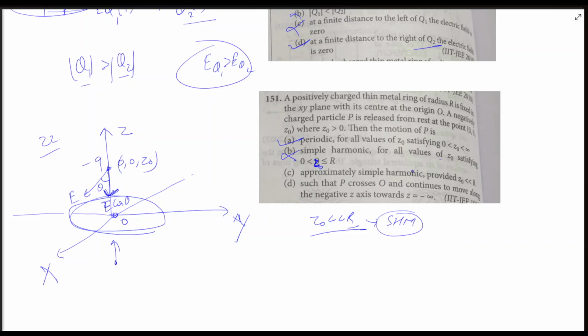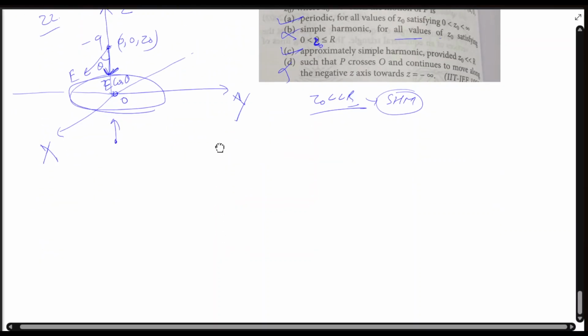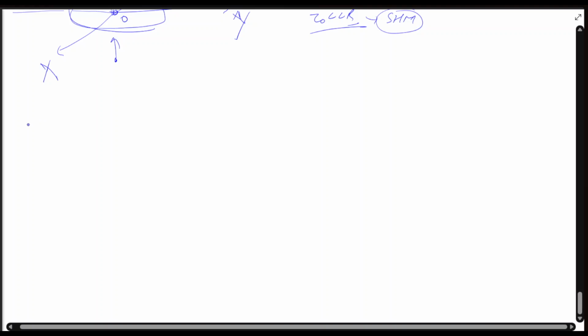For all the values, no. Approximately SHM, yes, this is correct. Such that the particle crosses O and continues to move along? No, it will be doing periodic motion. A option is correct, so D must be wrong. So A and C. That is again a very easy question. Let's move on to the 23rd question.